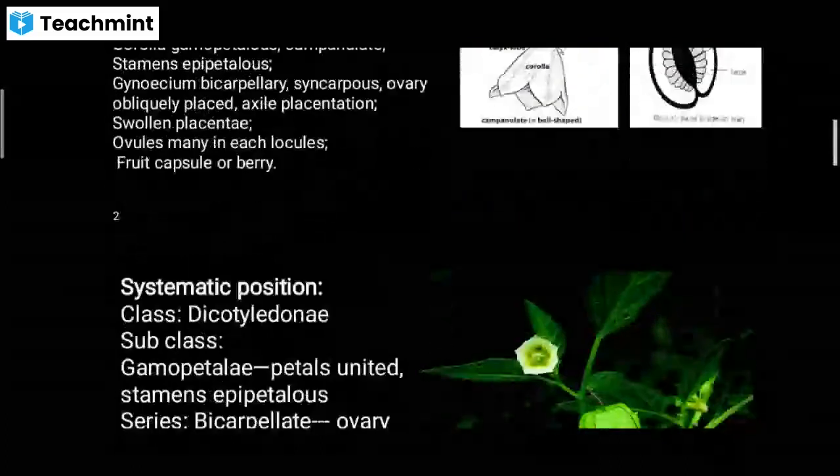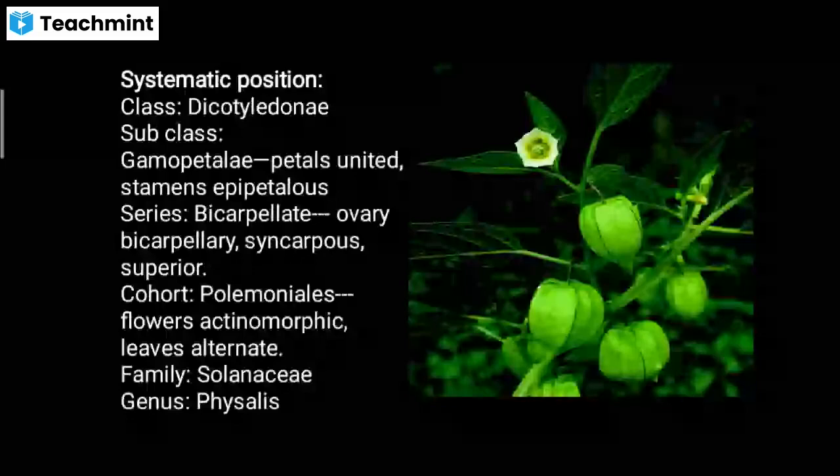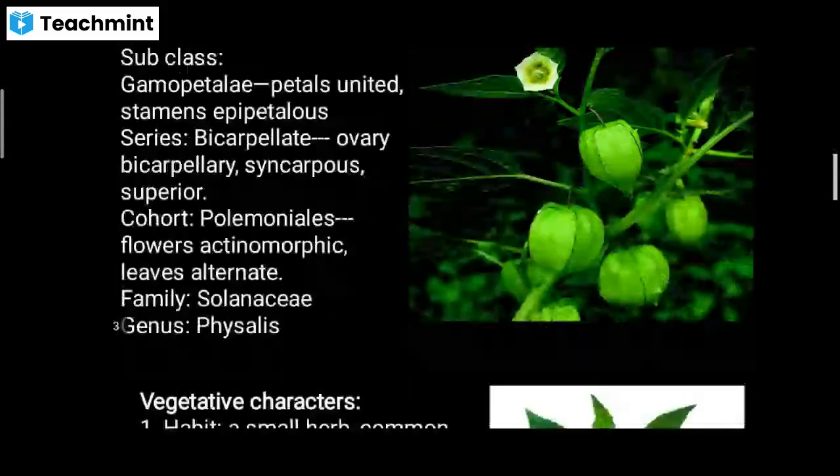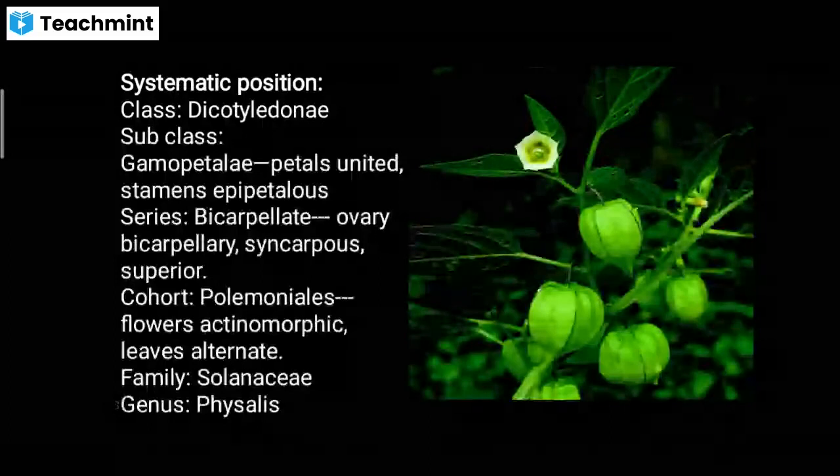Solanaceae. Then let's discuss one of the genera of this family, Physalis minima. Its systematic position: it comes under the class Dicotyledonae. Dicotyledonae, that means they have two cotyledons and reticulate venation. Then its subclass is Gamopetalae. That means petals are always united and stamens are epipetalous. Stamens are attached to the petals.